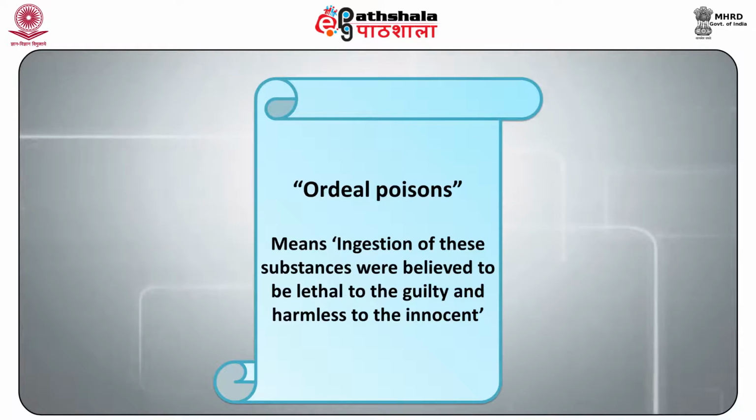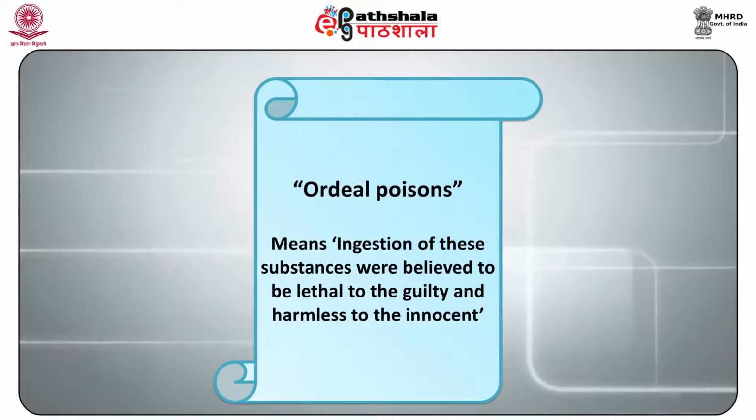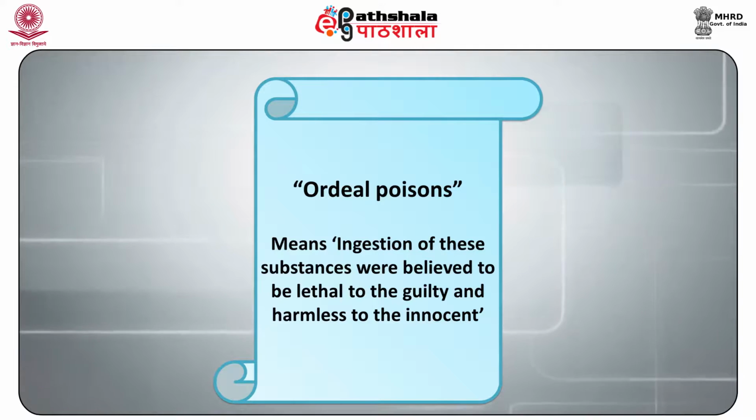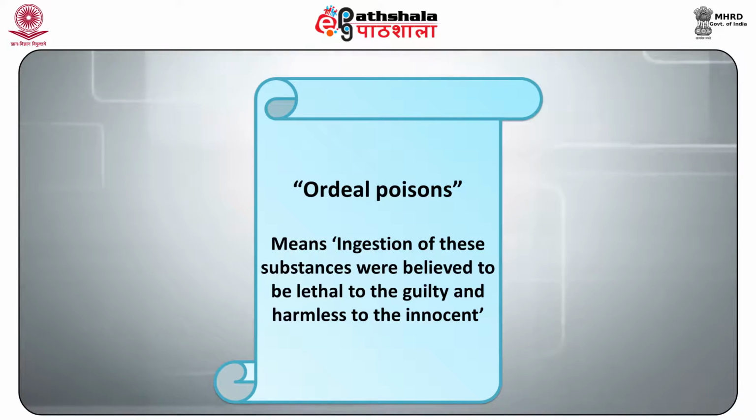Some were used as ordeal poisons, which means ingestion of these substances was believed to be lethal to the guilty and harmless to the innocent. For example, physostigmine from the Physostigma venenosum, that is Calabar bean, and amygdalin from peach pits.